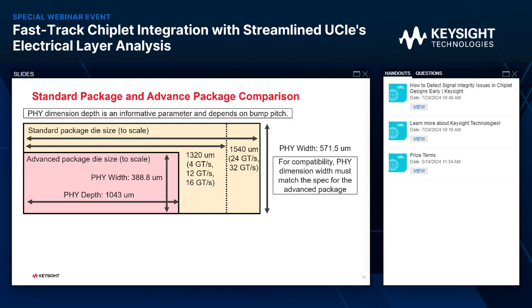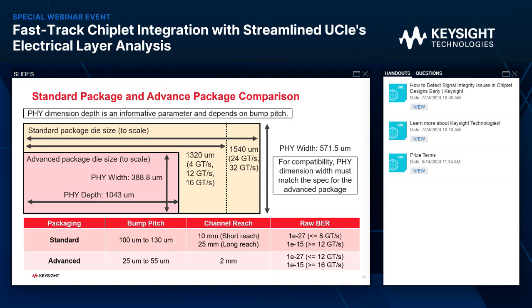Now I'll show you the comparison between the standard and advanced for bump pitch, channel reach, and raw bit error rate. For the bump pitch, we can see that the minimum for standard package is 100 micron, and for advanced is 25 micron. And the channel reach are definitely different. The advanced package has only one channel reach. It has to be short.